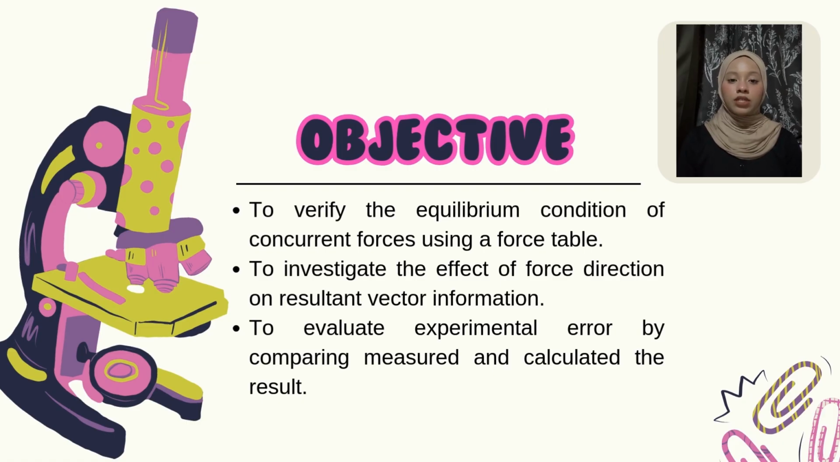We have three objectives. The first one is to verify the equilibrium condition of concurrent force using a force table. The second one is to investigate the effect of force direction on resultant vector formation. And the last one is to evaluate experimental error by comparing measured and calculated results.